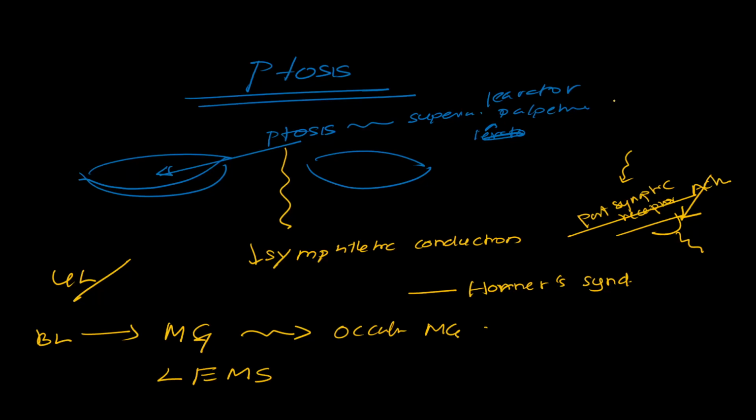Looking back at the differentiation of myasthenia gravis from Lambert-Eaton syndrome, it's the fact that in myasthenia gravis, the antibodies are against the acetylcholine receptors, so anti-acetylcholine receptors in the neuromuscular junctions. Whereas in Lambert-Eaton syndrome, the problem arises because of the presence of antibodies against the voltage gated calcium channels.